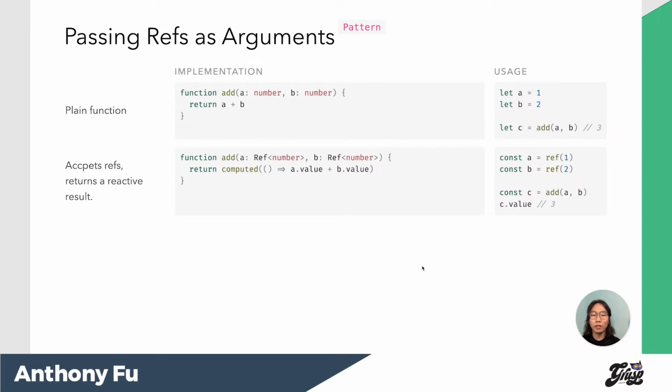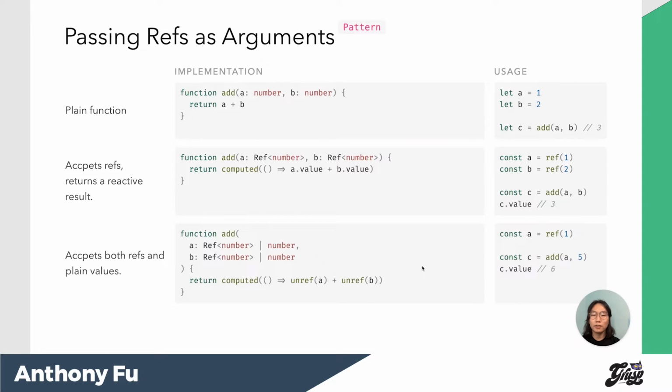And remember the unref function we mentioned before? We can actually make these functions more flexible by accepting both refs and plain values, and use unref to get their values. We can also make the addition possible between a ref and a value.